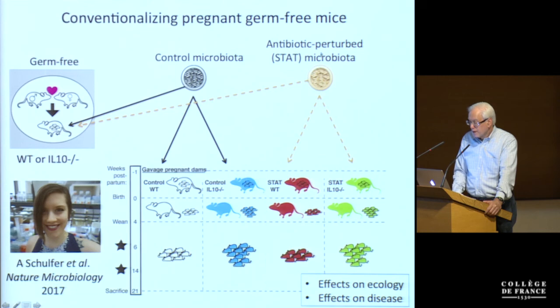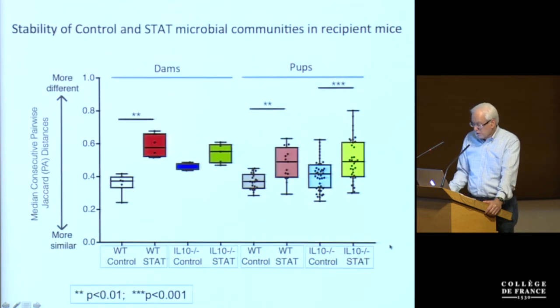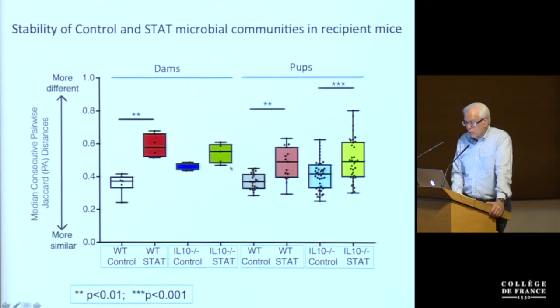Does the perturbed microbiota have an effect on the ecology of the microbiota in the pups after going through their moms? And is there an effect on the subsequent disease? We showed that there were many effects on the ecology. I'm just going to show you one effect.